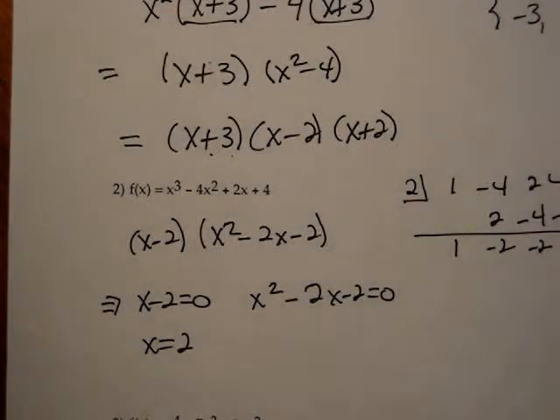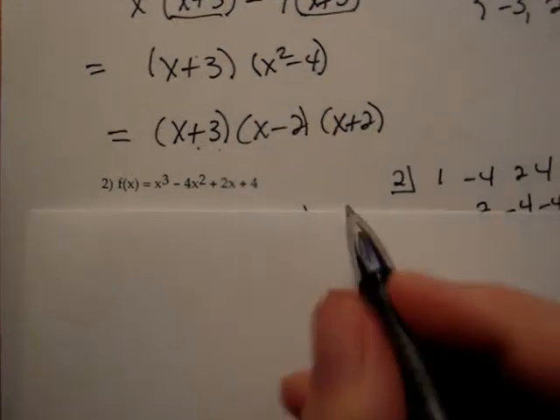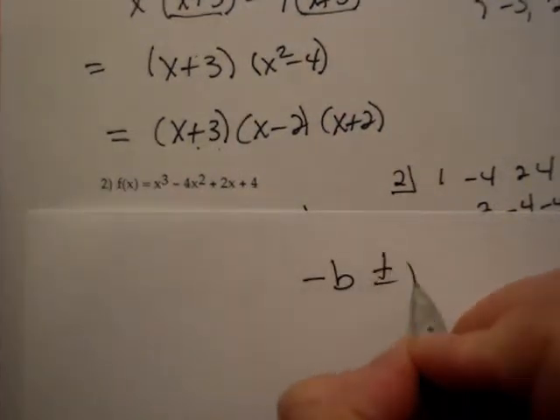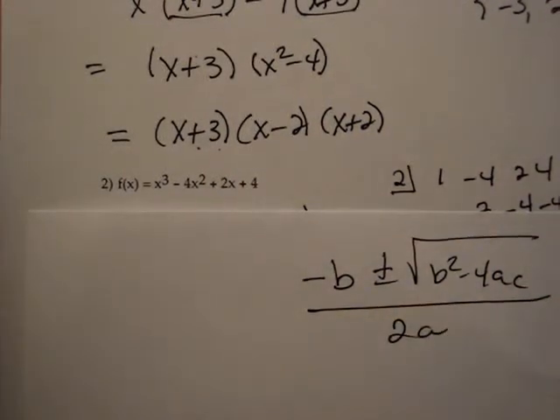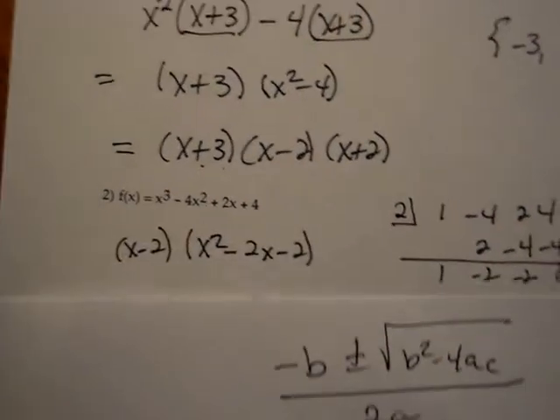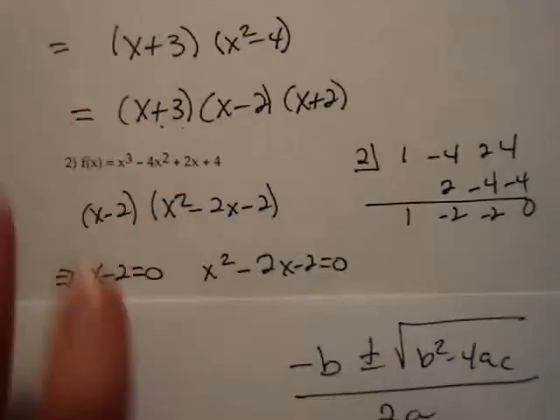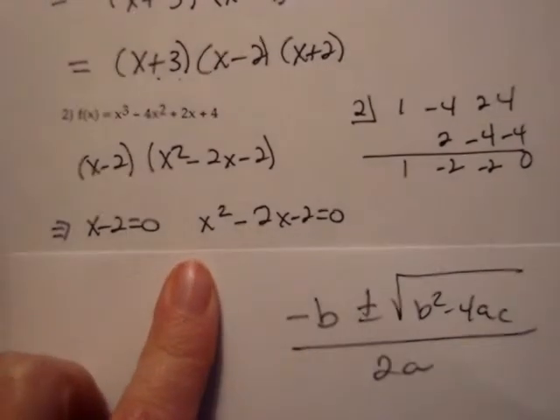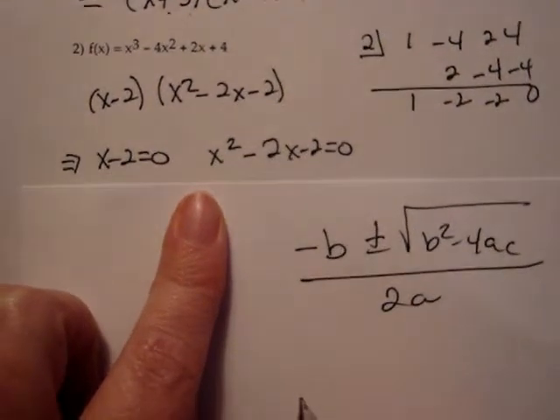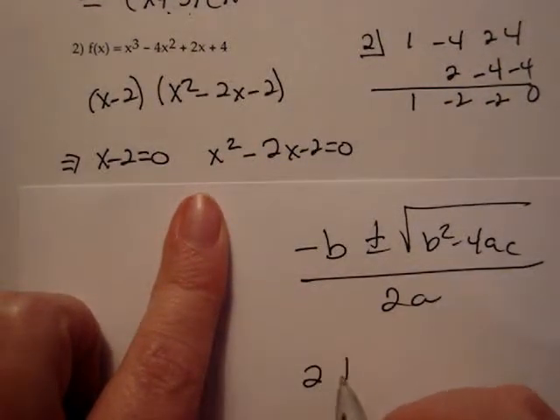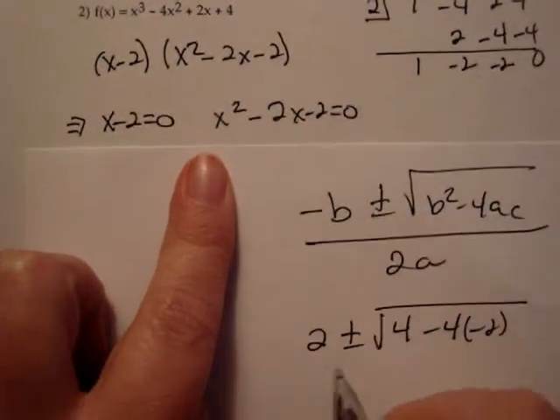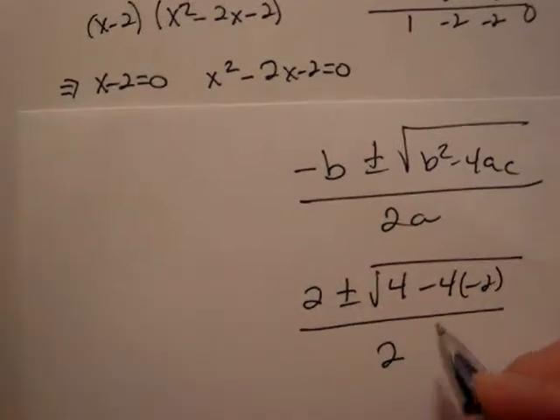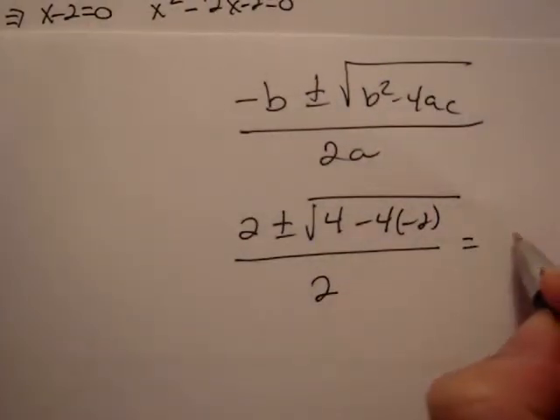Okay, and everyone has the quadratic formula memorized, right? Negative b plus or minus the square root of b squared minus 4ac all over 2a. Okay, now let's plug in what we know. And remember, it's this equation that we're solving. So we're going to get 2 plus or minus the square root of 4 minus 4 times 1 times negative 2 all over 2a, which would just be 2.